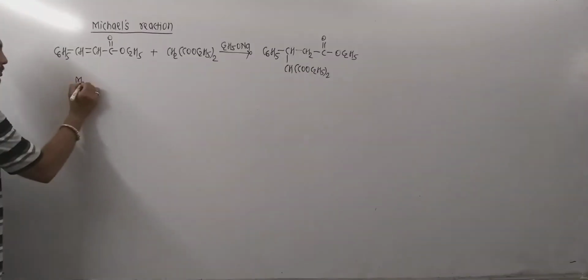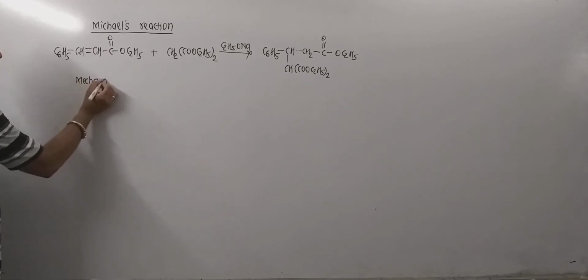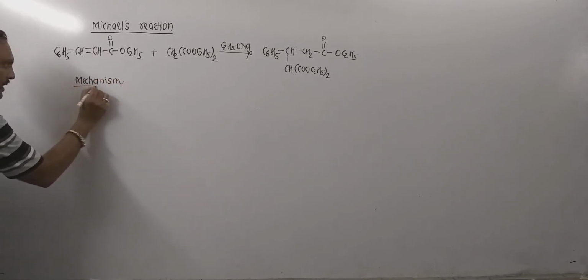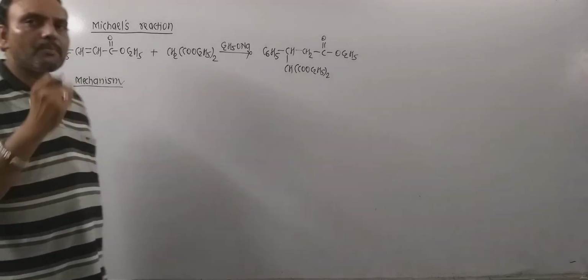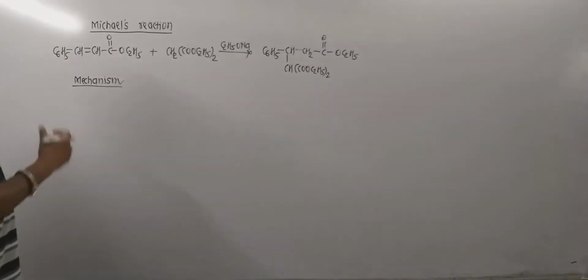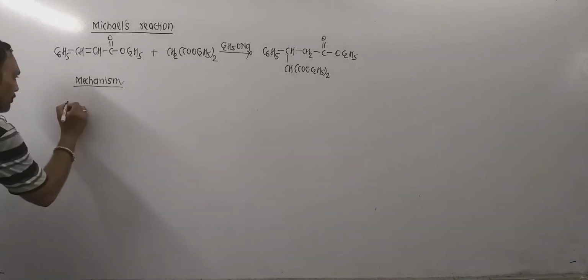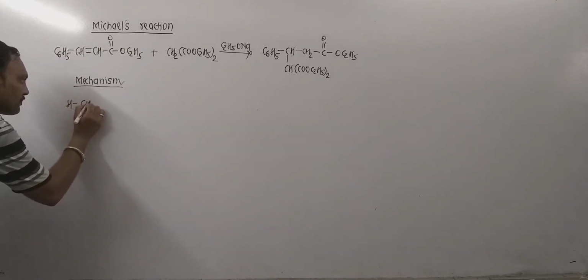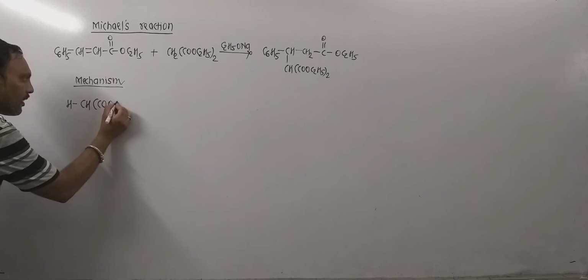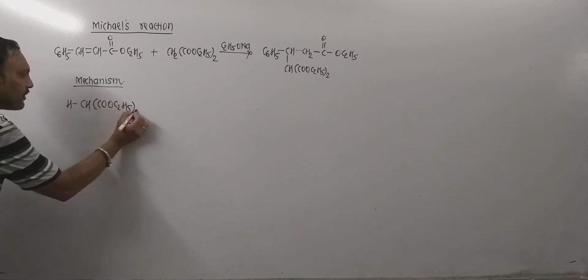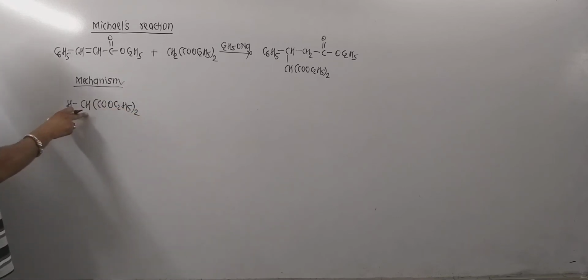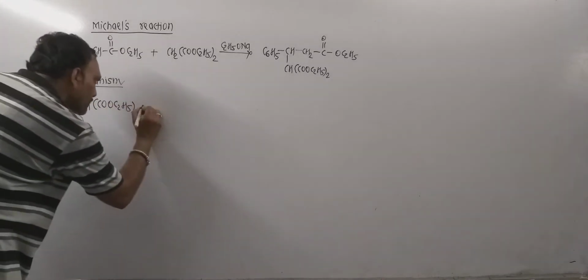Now mechanism is a very important thing for any chemical reaction. Now first of all, what happens? Base removes acidic hydrogen from the compound having an active methylene group. So this ester of malonic acid can be given as, so CH2 methylene can be written in this fashion.